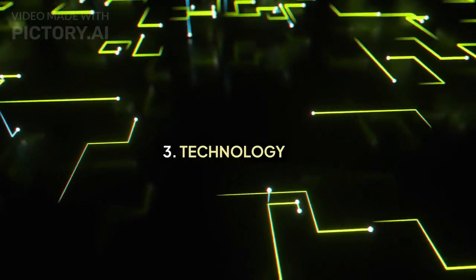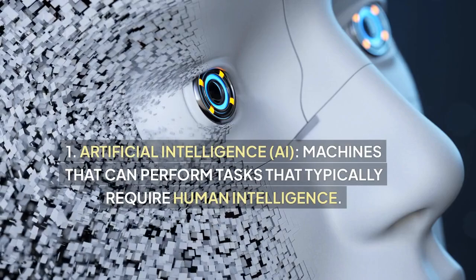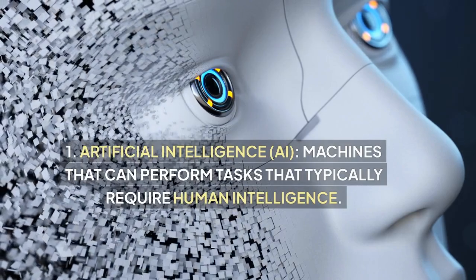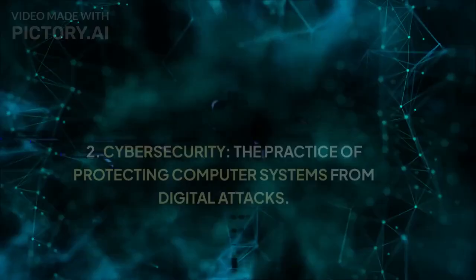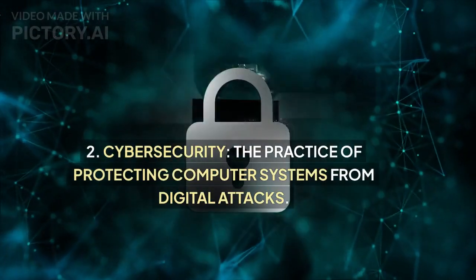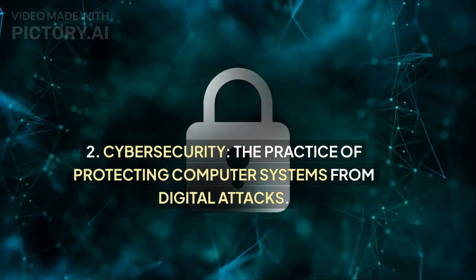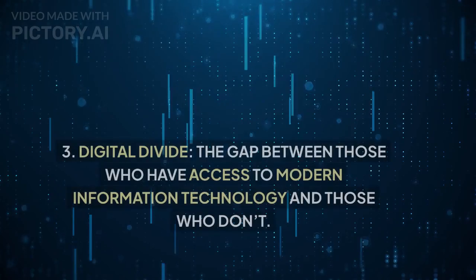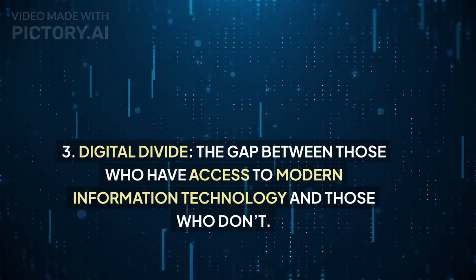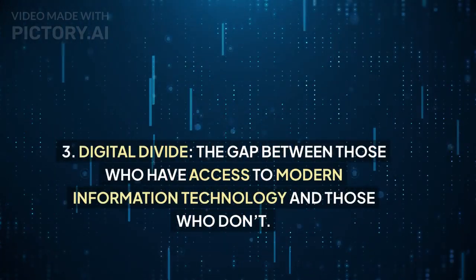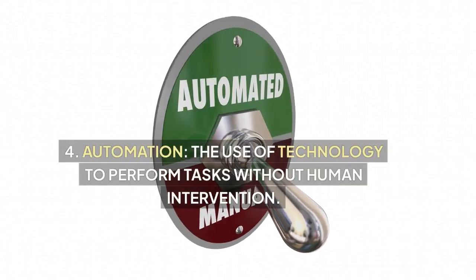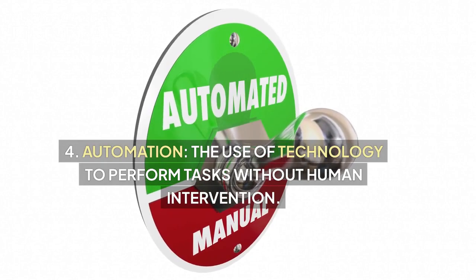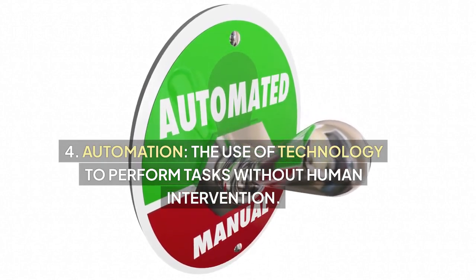3. Technology. 1. Artificial intelligence, AI. Machines that can perform tasks that typically require human intelligence. 2. Cybersecurity. The practice of protecting computer systems from digital attacks. 3. Digital divide. The gap between those who have access to modern information technology and those who don't. 4. Automation. The use of technology to perform tasks without human intervention.